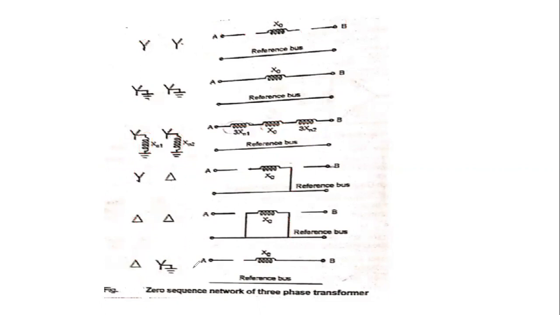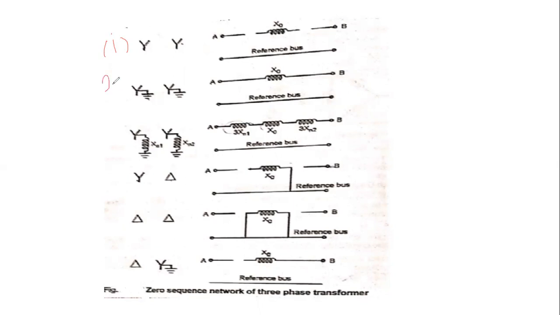We must remember these connection diagrams, and only then can we do the problems related to sequence diagrams. The first case is star-star. Star-star means there is no grounding; it is an ungrounded system. That's why we consider it open circuited: A open, B open. This is the zero sequence reactance.